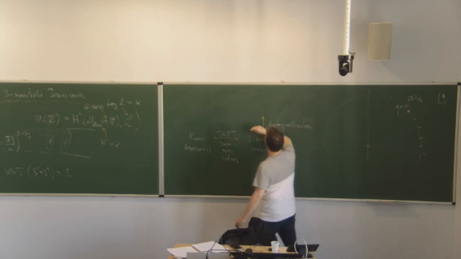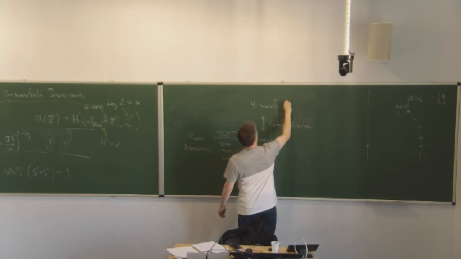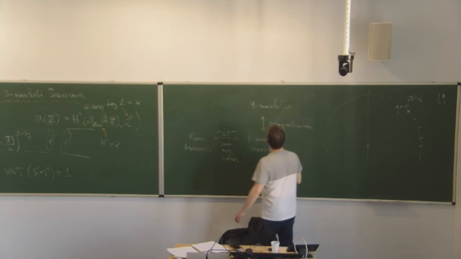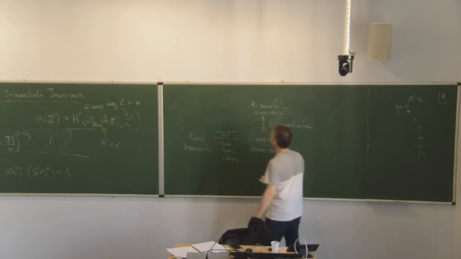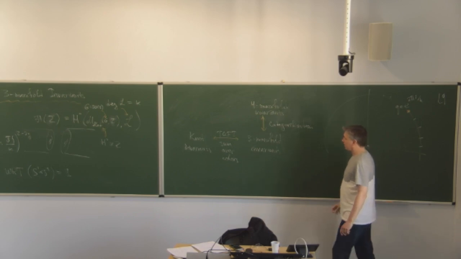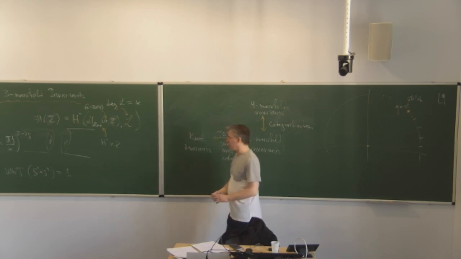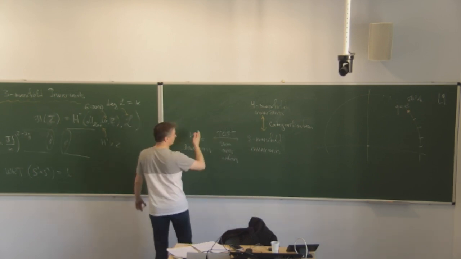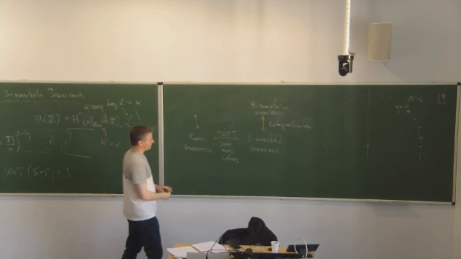That takes us to the world of 4-manifolds. So 4-manifold invariants. That's basically the goal. And you can do it actually at both levels: at the level of knot invariants and at the level of 3-manifold invariants.